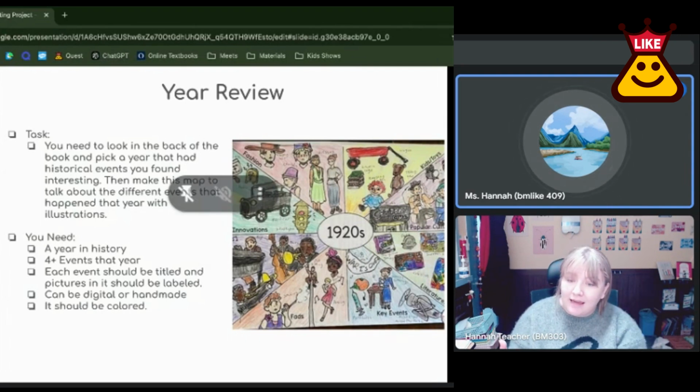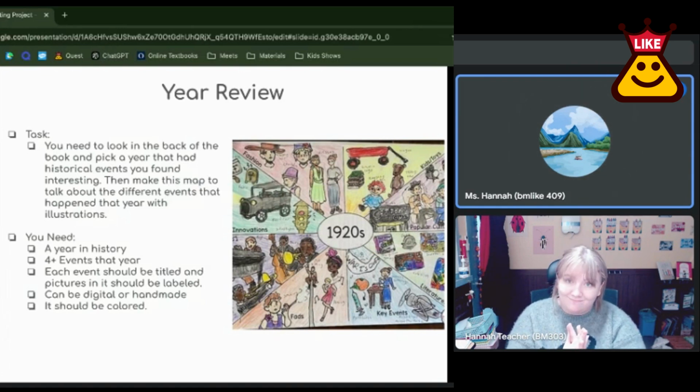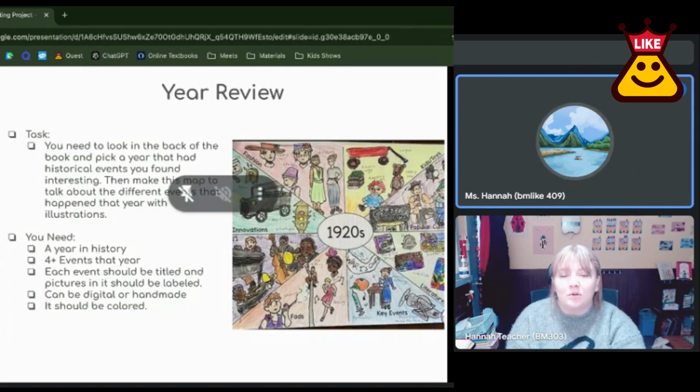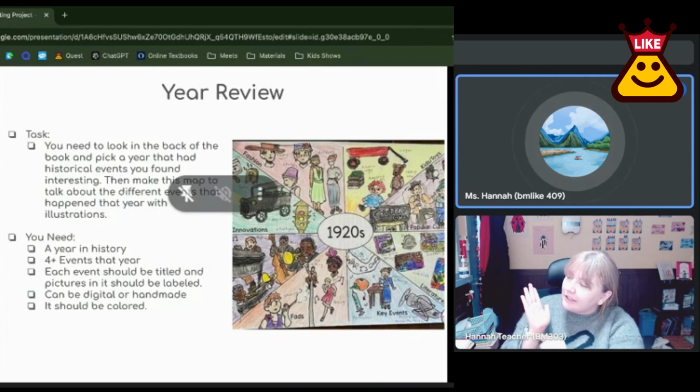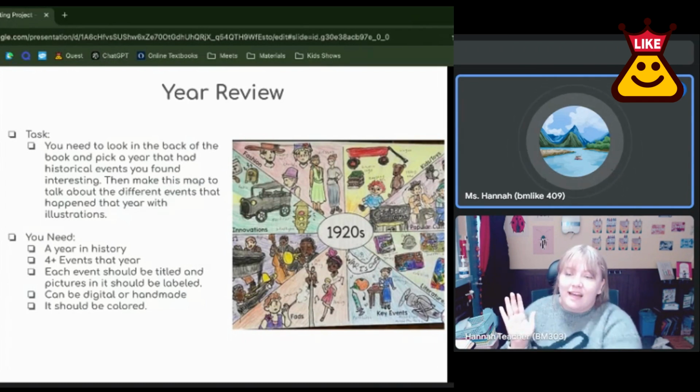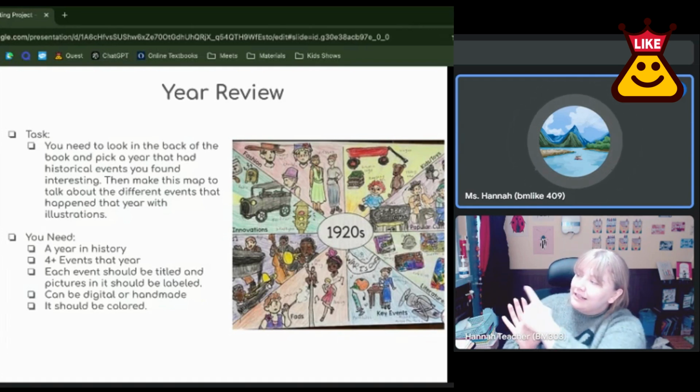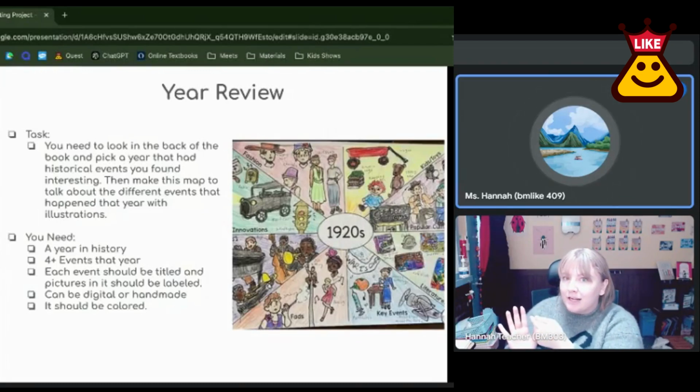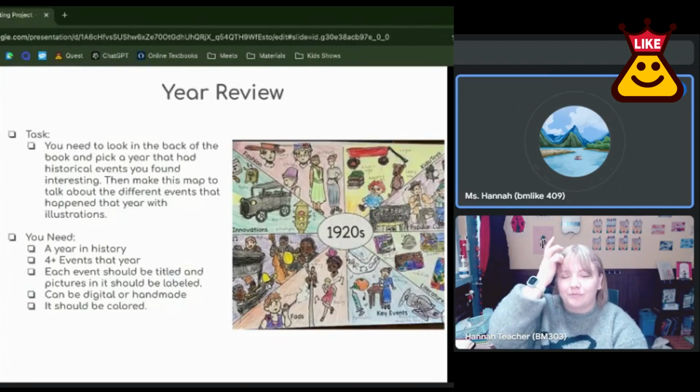Again, it can be digital or handmade. It should be in color. If you were to do this as a presentation, you would take a picture of this, make it the full screen size on a PPT, and then you would go over and say, I picked this year. I picked these events. This one right here is the burning of DC. As you can see, it's the DC on fire. Here's a British ship in the harbor because it was done by the British, like this.